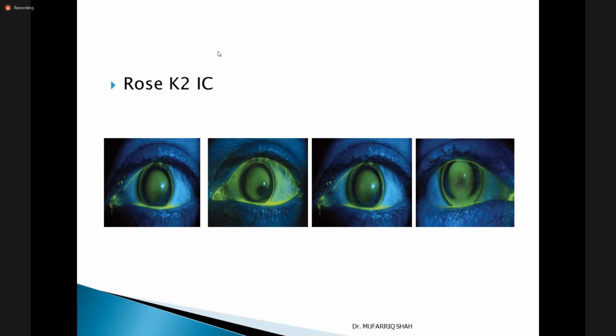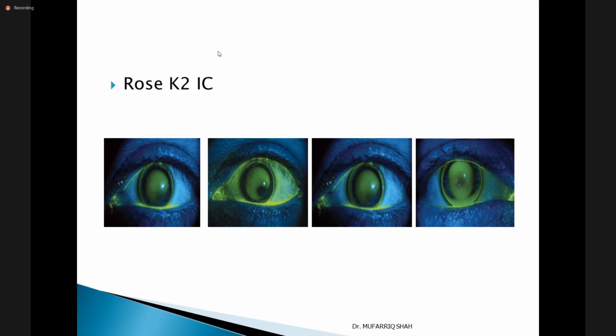What about the first lens on the left side? The lens type is Central IC lens with central steepening, central pooling. Sir, I think left one is optimum. Yes, optimum.